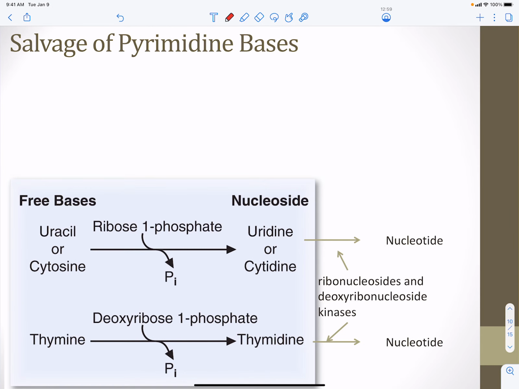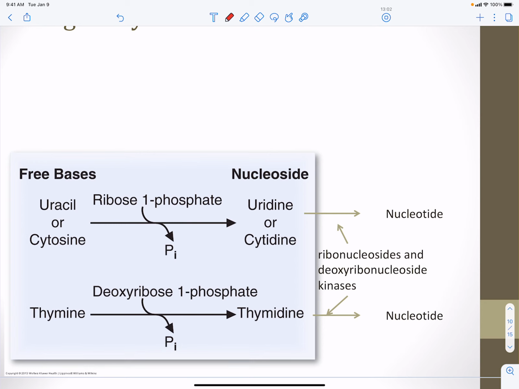Now, there is some salvage of pyrimidine bases. This takes 2 steps to do. The very first step is really a non-specific pyrimidine nucleoside phosphorylase, which is going to convert the pyrimidine bases to their nucleosides. So you have your bases, and then you're generating the nucleosides. And then once you get to the nucleosides, you have more specific kinases, and these are going to react with the nucleosides to form the nucleotides.